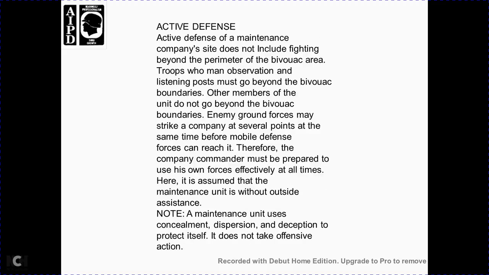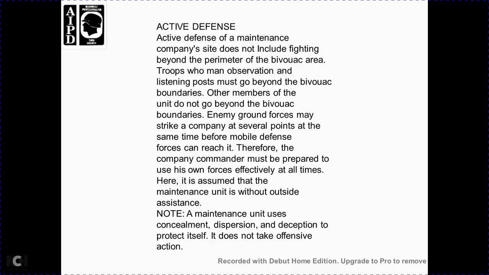Active defense. An active defense of the maintenance company site during an engagement includes fighting beyond the perimeter of the bivouac area. The troops are made with manned observation posts that must go beyond the bivouac boundaries. Other members do not go beyond the bivouac boundaries. Enemy ground forces may strike the company at several points at the same time before the mobile defense force can reach it.